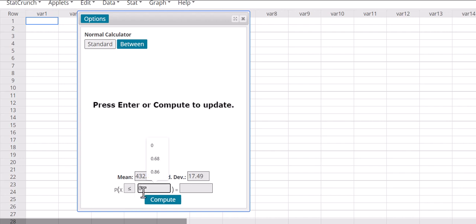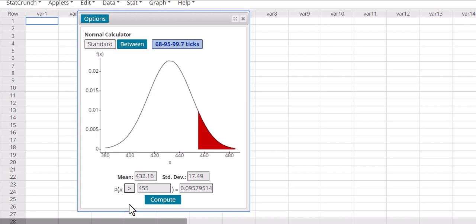And here our x is 455, but we want the probability to be 455 or more. So we notice that now StatCrunch is shading that area, as opposed to the table, which gives us the area to the left. In StatCrunch, we can choose whether we want the area to the left or the area to the right. So 0.0957, which is, oh, we're slightly off.